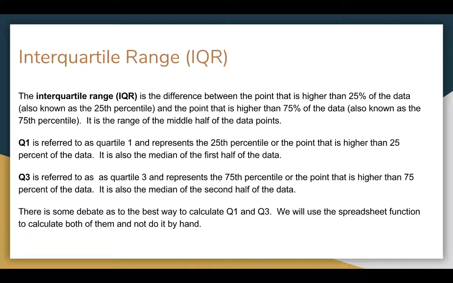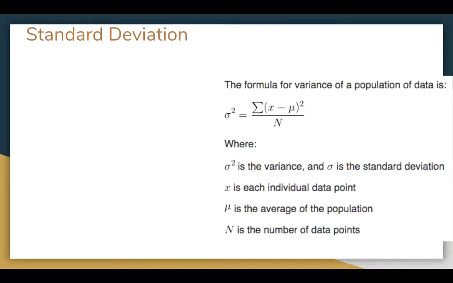There's some debate on the best way to calculate this. A couple of technology sources calculate it slightly differently. Not really that much difference, but once you talk about what the 25th percentile is, if there's no number there, some different pieces of technology calculate a little differently. We're going to use a spreadsheet, and we're not going to do it by hand. We're just going to imagine that it's the median of the first half and the median of the second half, but we're not going to do it by hand. We'll come back to that and do it in the spreadsheet.